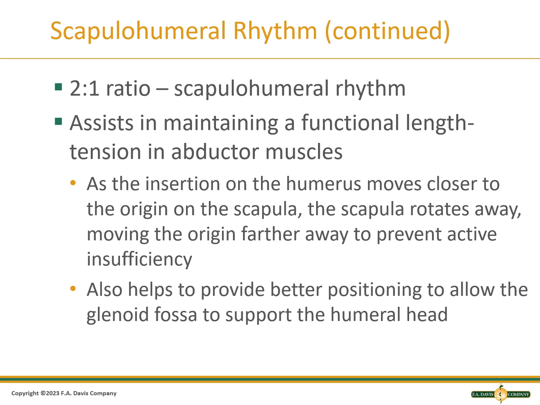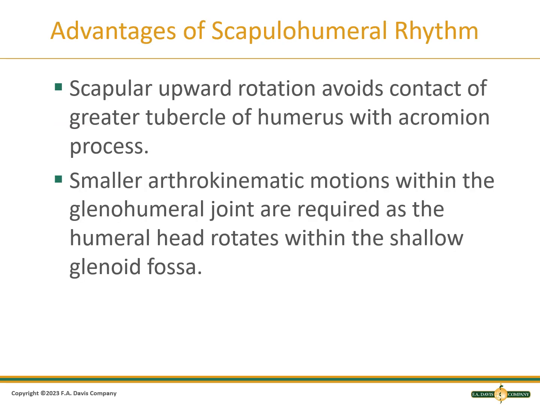And we'll see that on the next slide. The scapular upward rotation avoids contact of the greater tubercle of the humerus with the acromion process, keeping those bony prominences from causing impingement of the rotator cuff muscles, while also keeping the bony prominences from creating a hard end feel and creating greater range of motion in the shoulder.